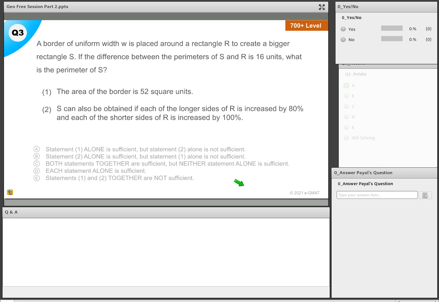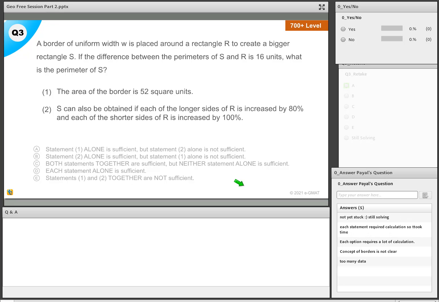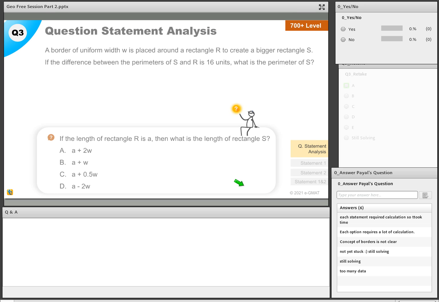Too much data. Each option requires calculation. Concept of borders is not clear. Okay. Each statement required calculations, so it took time. Not yet stuck, still solving. All right, that is fine. Let me carry forward. If you're not stuck and you're still solving, that's okay. I would say follow along the solution and make sure that you got each and every step right, till the point you reached. The idea of this is to get feedback on how you're doing and how to improve the parts that you're not able to do well. Now, let me take this away.